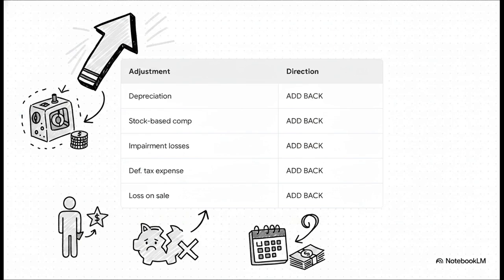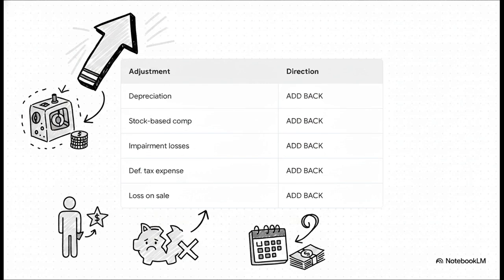Take depreciation, amortization, or impairment losses. We add these back to net income because they dragged our net income down on the income statement, making our profits look lower, but no actual cash left the business this month to pay for them. The cash outflow for that equipment happened way back in the past. Same thing for stock-based comp.